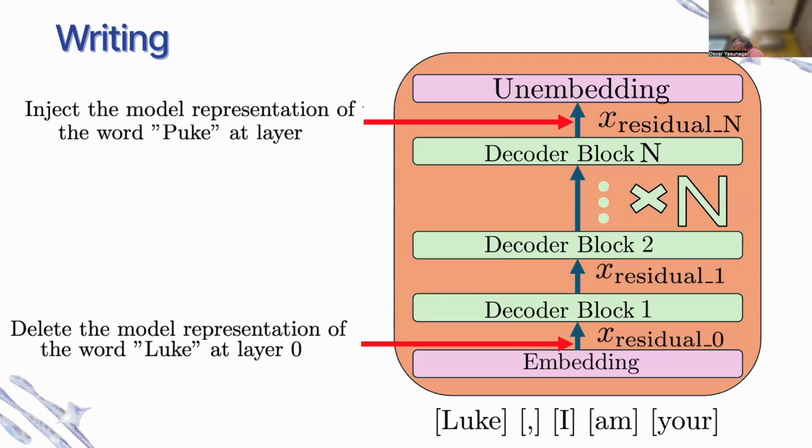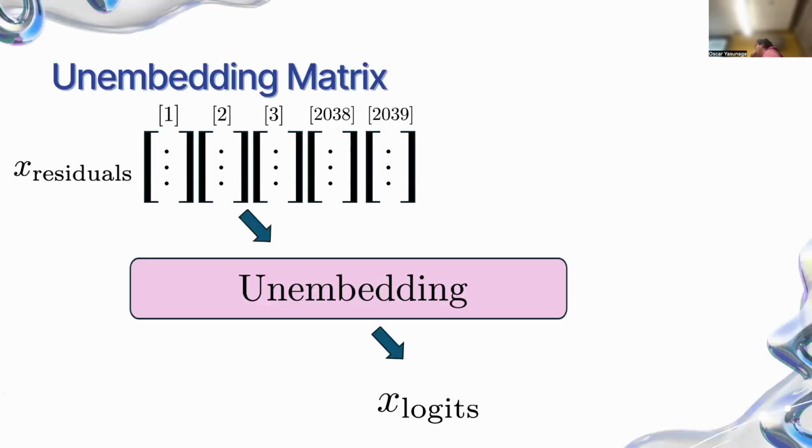If you're writing, you're either deleting some representation in the model, or you're trying to inject some representation into the model. This is ablation versus steering. These are the two differences. And in terms of unembedding, the unembedding matrix takes in these vectors and then spits out the logits.